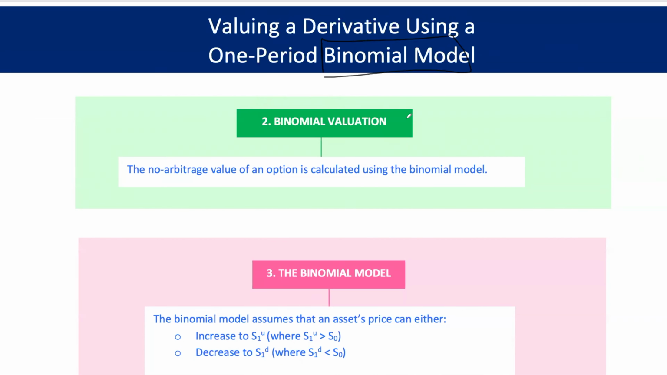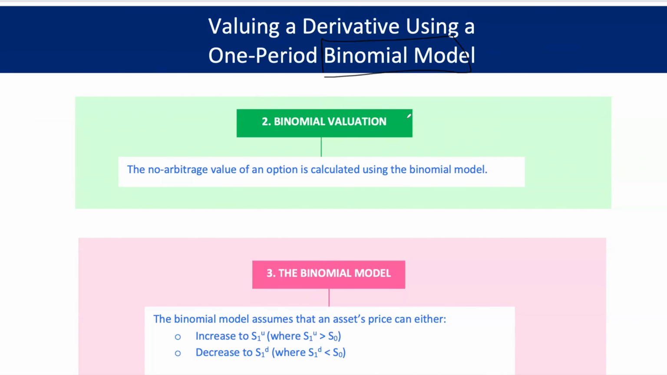Picture yourself trying to predict where a stock price might land in the future. It could go up or it could go down. That's the heart of the binomial framework. We assume there are only two possible outcomes for the price of an underlying asset. Although real-world markets involve countless price paths, this simplified two-way approach can still give a surprisingly accurate valuation for options, bonds with embedded options, or other derivatives.